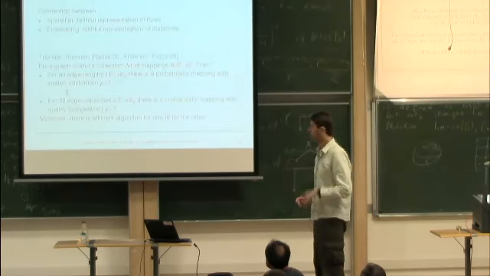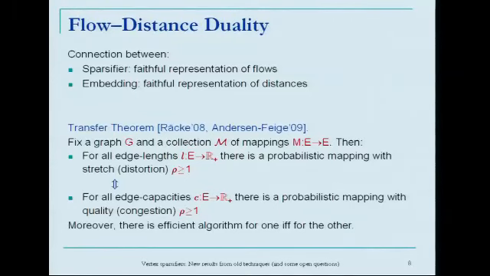Then there's an if and only if statement that holds for every factor rho. The first assertion says that for all edge lengths, every edge length that you put, there is a probabilistic mapping with stretch rho. Stretch is just distortion. So there is an embedding with distortion rho, for every choice of lengths. This mapping is like embedding into trees or embedding into Euclidean space or some fixed family of mappings. So there's an if and only if.